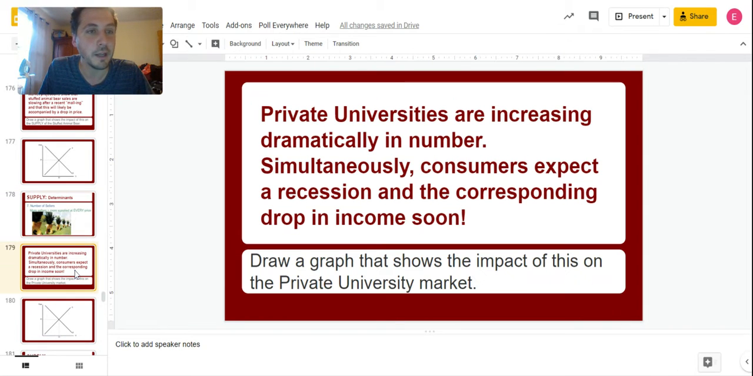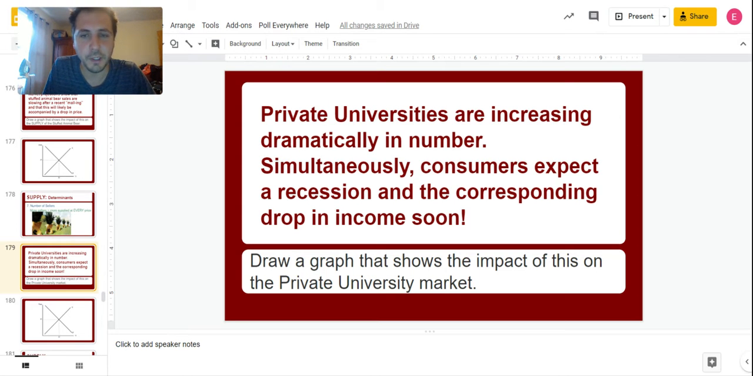There's nothing complex to it. So let's take a look at an example. Let's say private universities are increasing dramatically in number. Simultaneously, consumers expect a recession and corresponding drop in income soon. Draw a graph that shows this impact on the private university market. Wait, what did you just do, Mr. Lang? Yikes. Well, I gave you one really easy one. We have more private universities that are being built, so we know supply is going to go right.